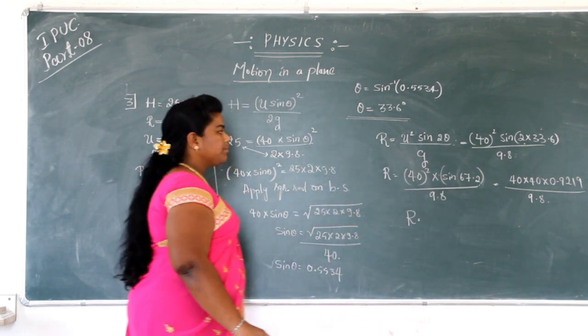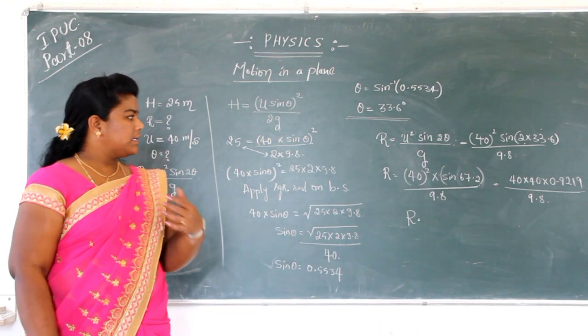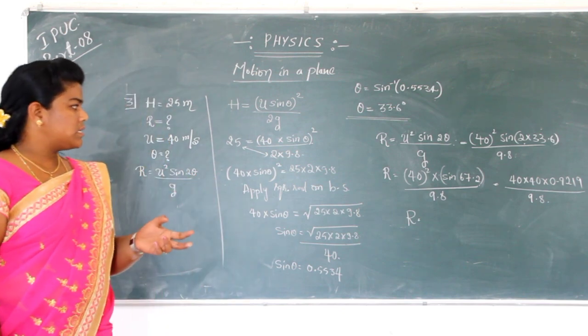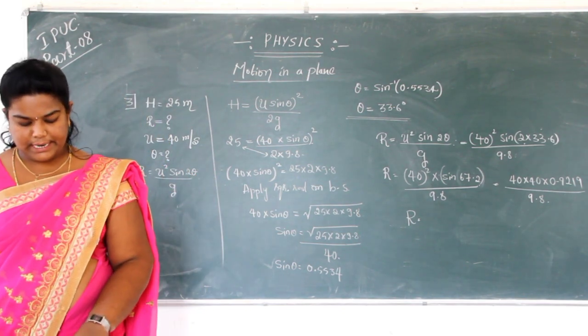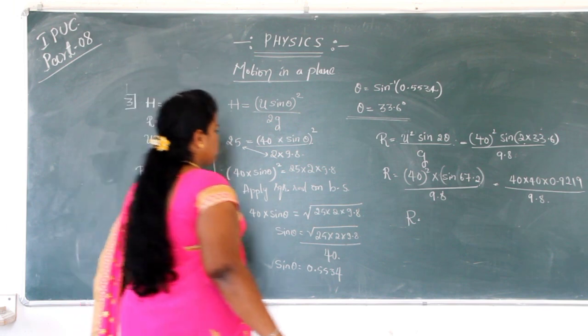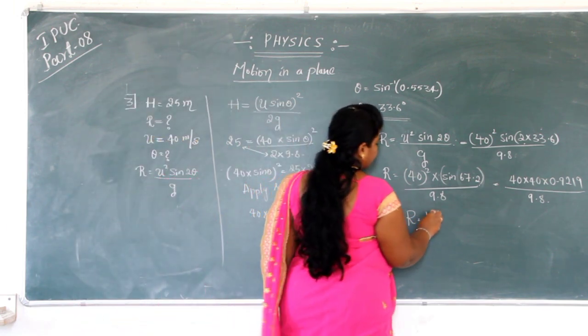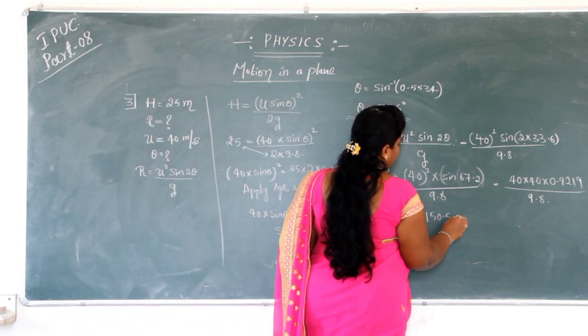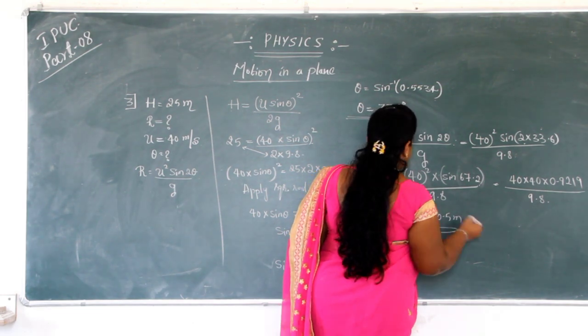It becomes 40 into 40 into 0.9219 equals, then divided by 9.8. Then you will get it equal to 150.5 meter. Please be careful, dear students.